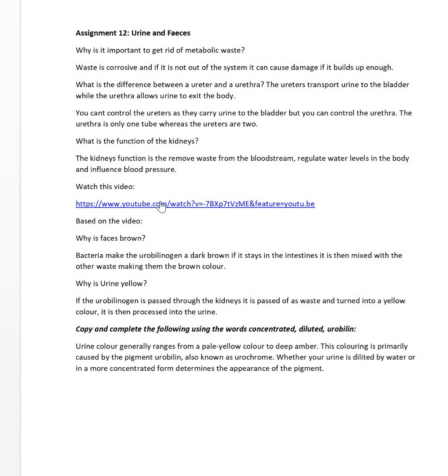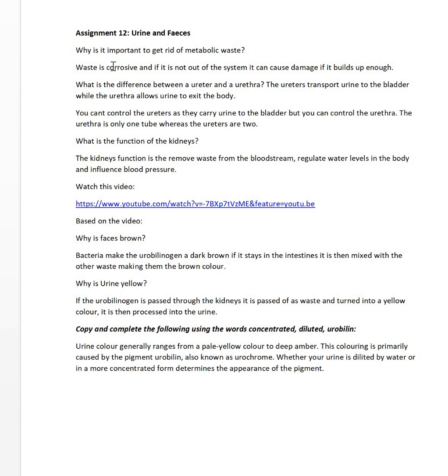It's not that waste is corrosive. It can be, but I'd challenge that statement there. It's that it's toxic, and that toxic waste can build up and cause damage to cells, to other biological molecules, if it gets to a high enough level.